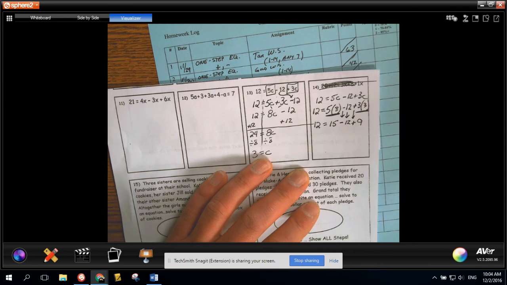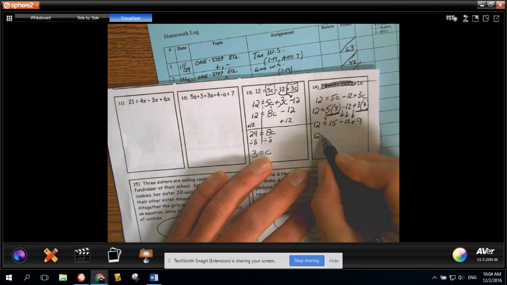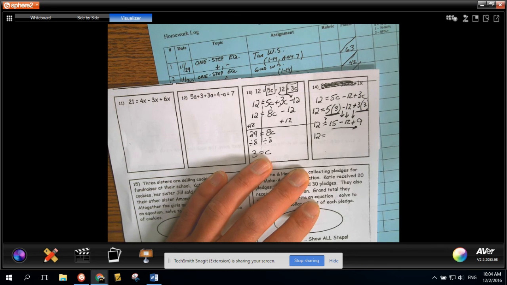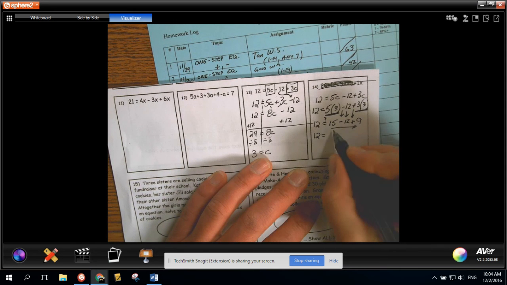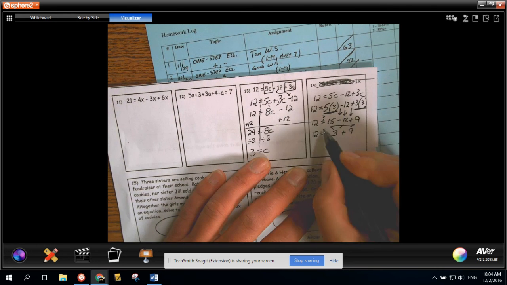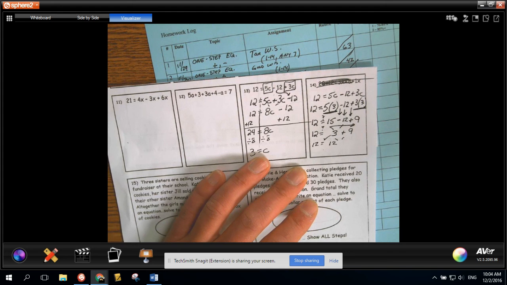Now all I have left is adding and subtracting. When I have adding and subtracting left, I have to work from left to right. Okay, so we got to go left to right. So 15 minus 12 gives me 3. We bring down the plus 9. And then 3 plus 9 gives me 12.